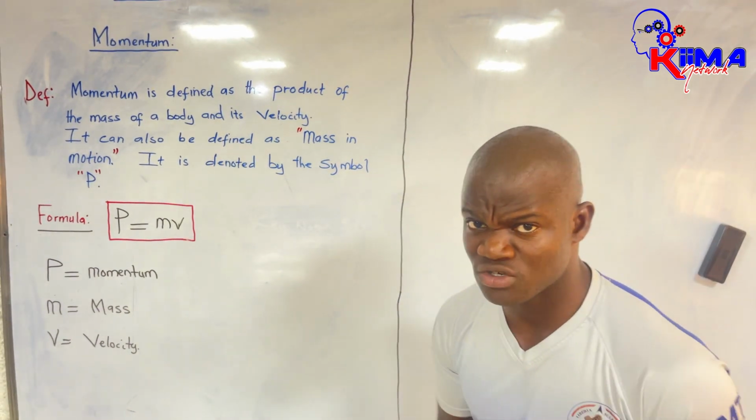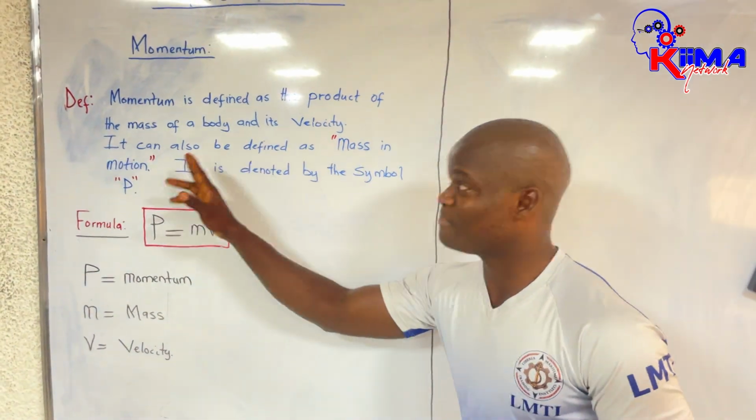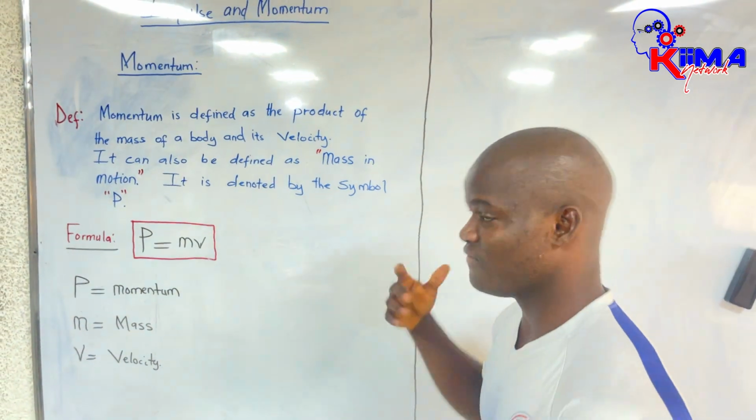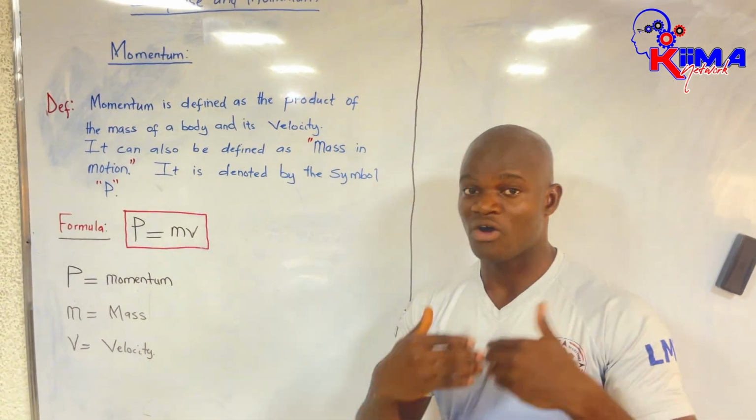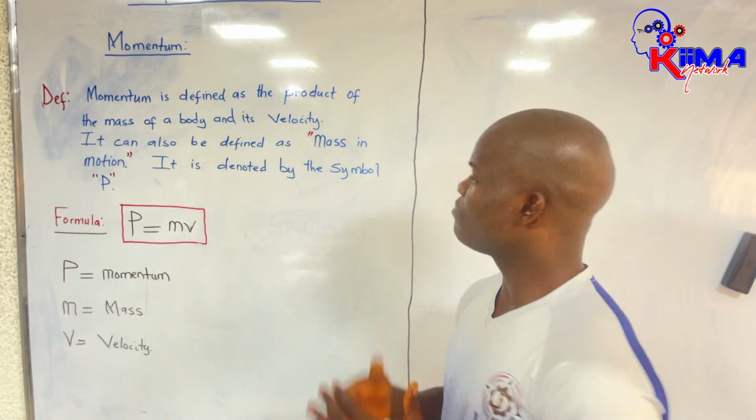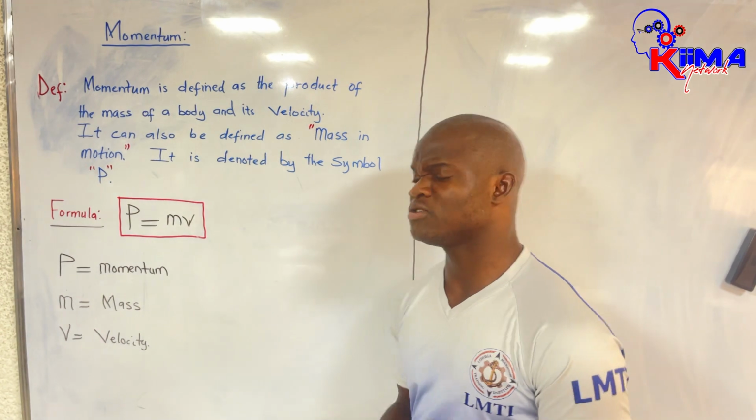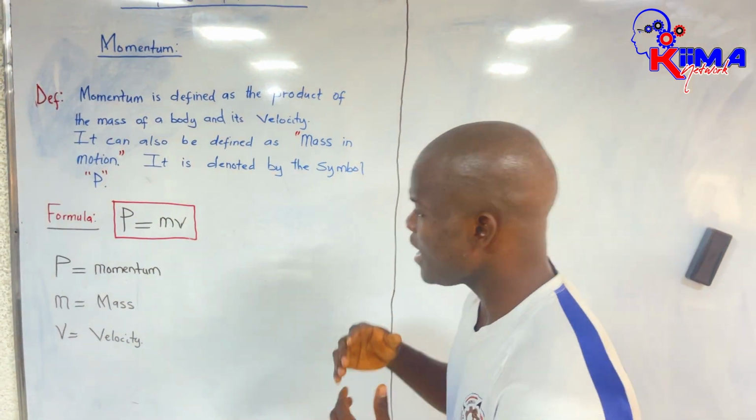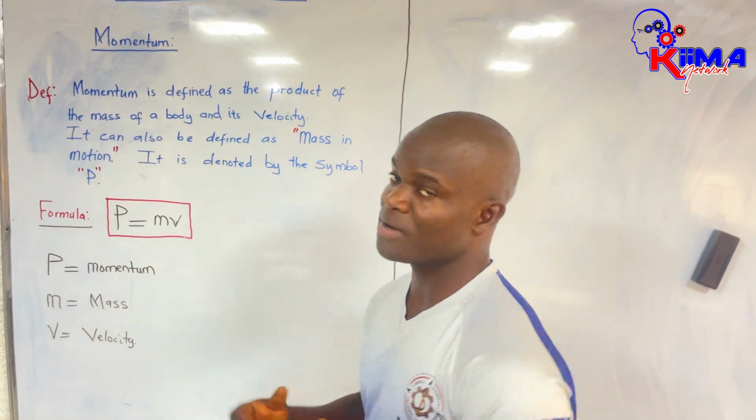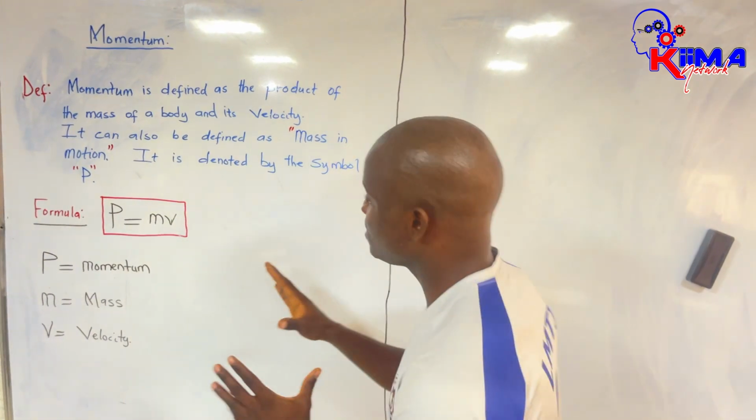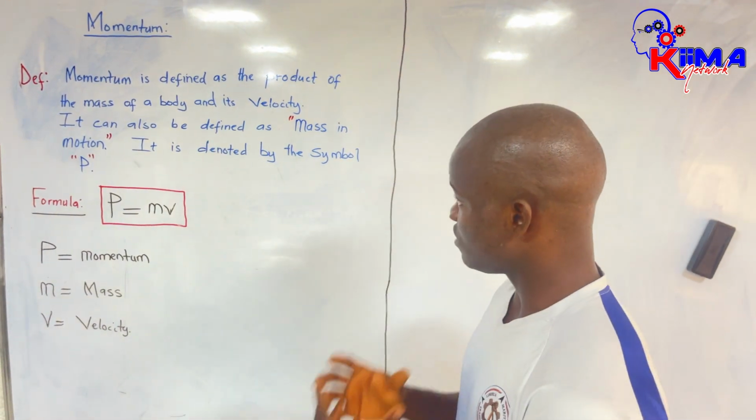Based on the definition of momentum, we say momentum is defined as the product of the mass of the body and its velocity. It can also be defined as the mass of a body in motion. Momentum is represented by the letter P. The formula of momentum says P equals M times V, where P represents the momentum, M represents the mass, and V represents the velocity.